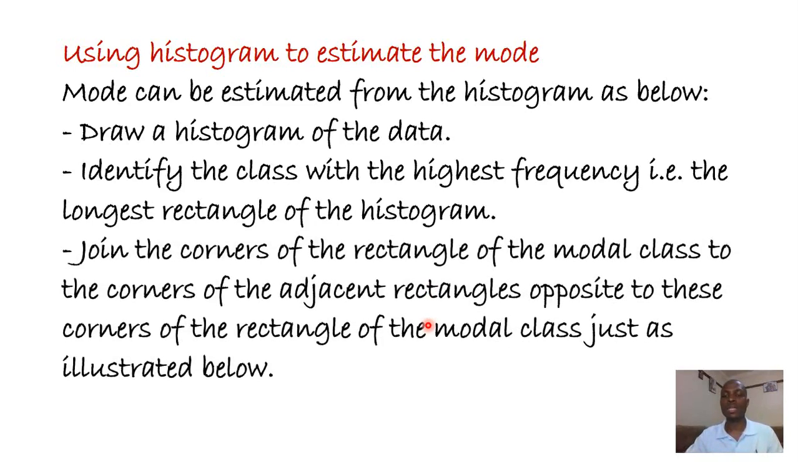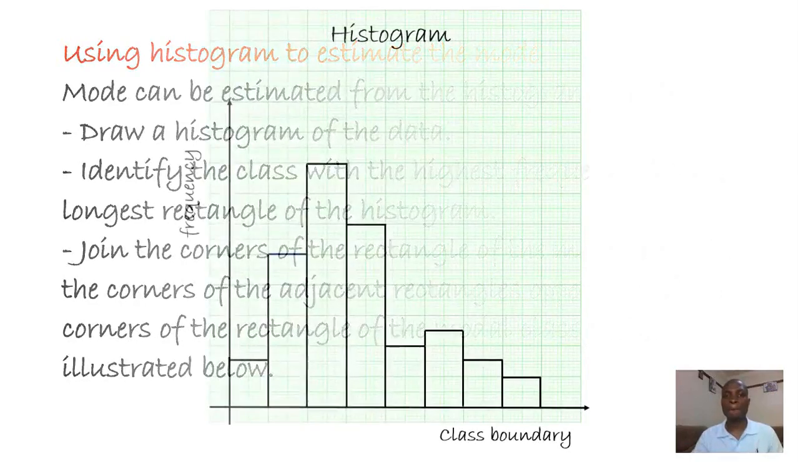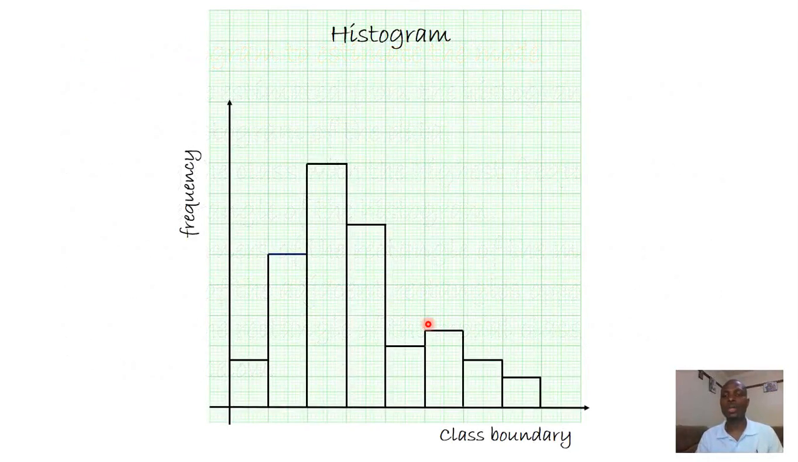Let's see exactly what I'm trying to talk about. So here's our histogram already drawn. We are going to look for the modal class. This is the modal class. The longest rectangle there becomes the modal class. Then we get the corners of the rectangle of the modal class. The longest rectangle, the corners here, these two corners, we need them. So we shall get this corner and then this corner.